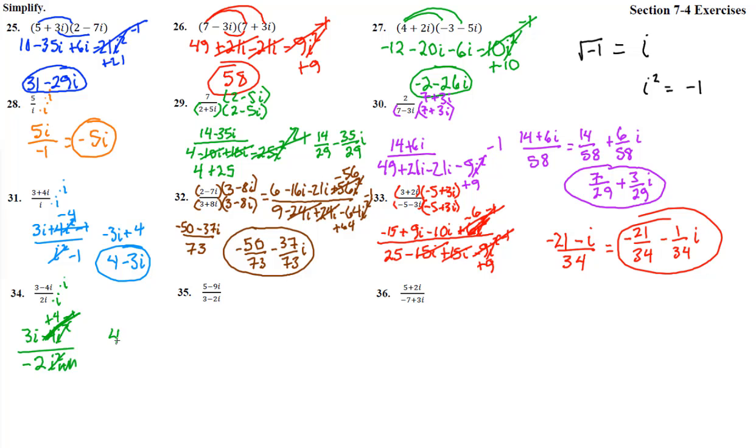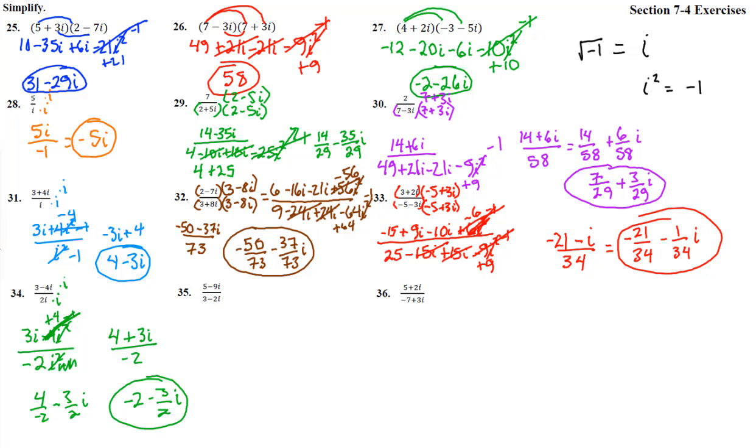So we get 4 plus 3i all over negative 2. Let's break it up. So it's 4 over negative 2 minus 3 over 2 i. And 4 over negative 2 is just a negative 2. There we go. That's looking pretty sharp.